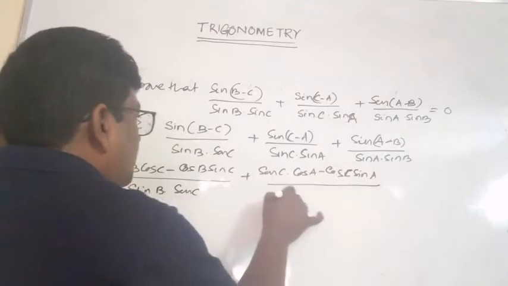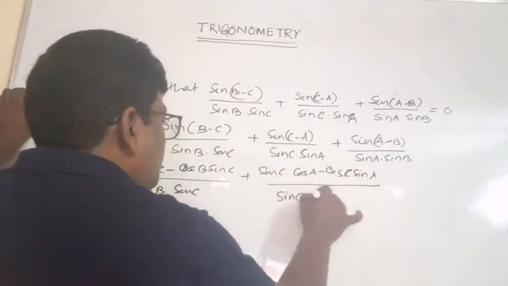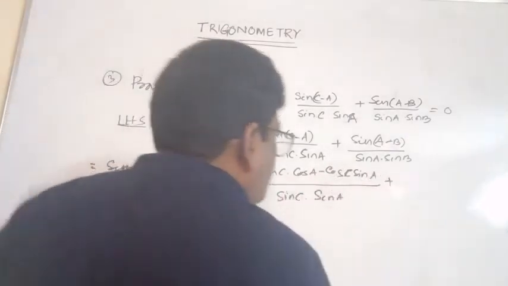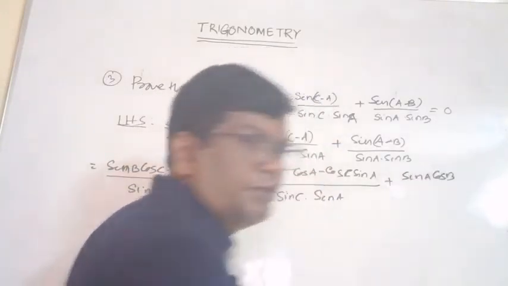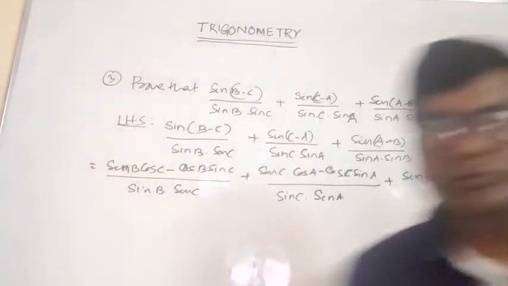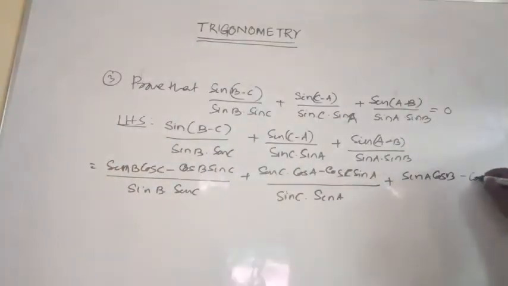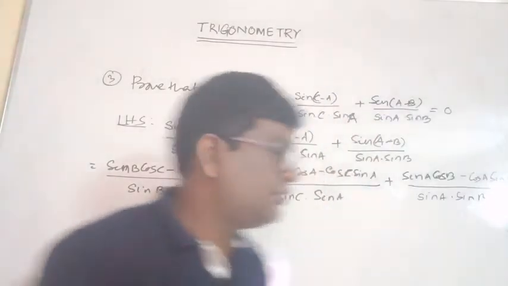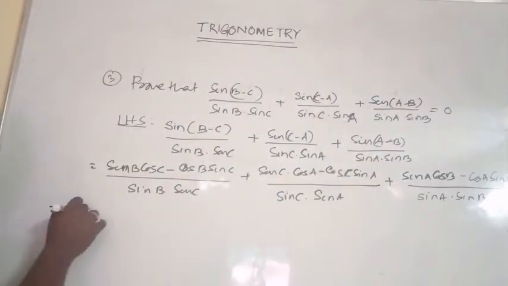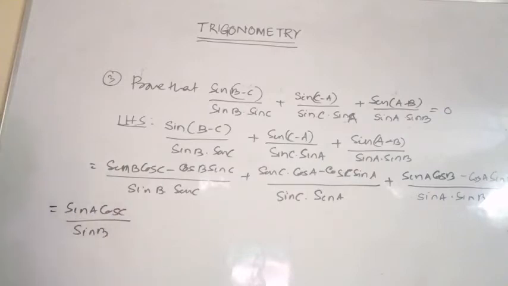Cos A and cos C, sin A, sin C sin A plus sin A cos B minus cos A sin B by sin A into sin B. Separate the difference. This is equal to what? Sin A cos C by sin B into sin B cos C.